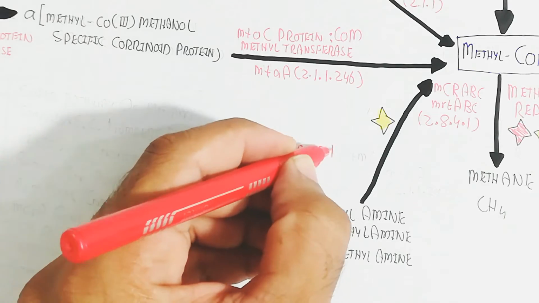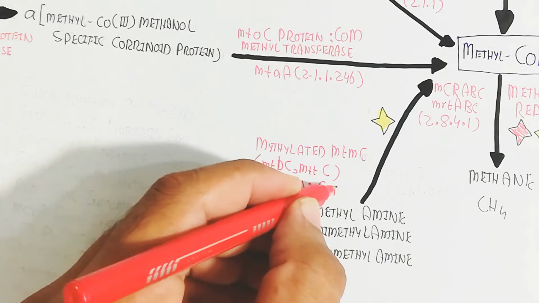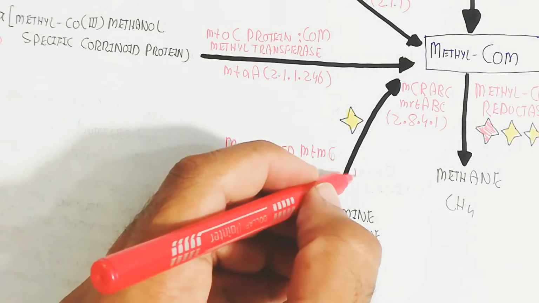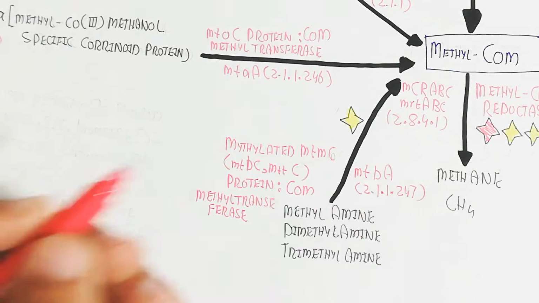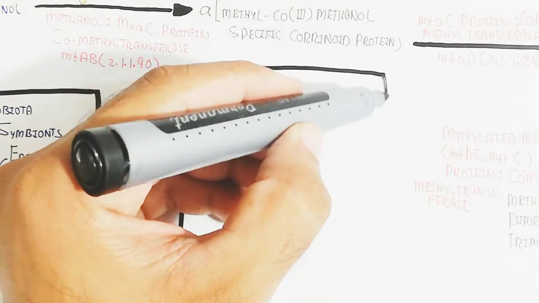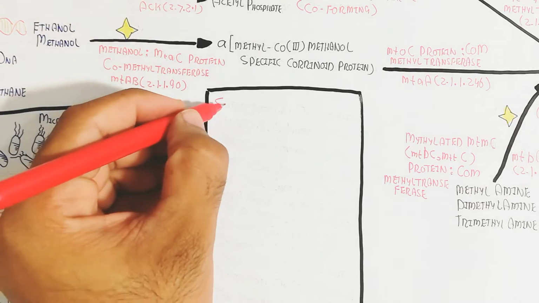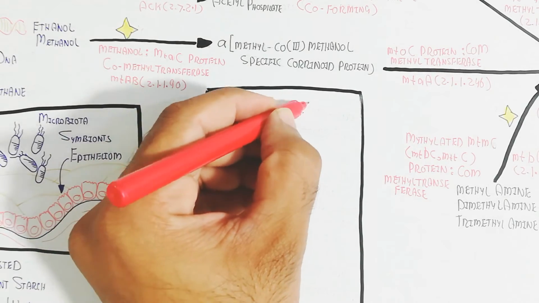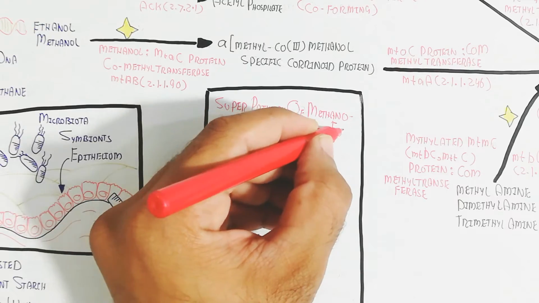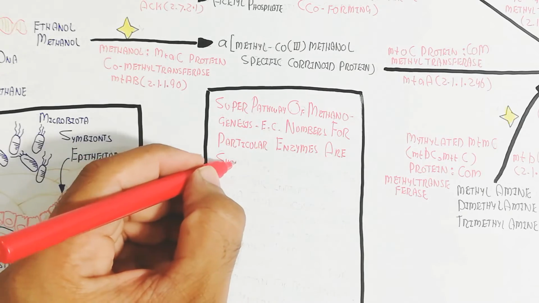On the other hand, methylamine, dimethylamine and trimethylamine will also be used, in the presence of the gene MtbA, leading to the methylated MtmC, MtbC, MttC proteins. The corrinoid protein is converted by the methyltransferase enzyme to again produce the same methyl-CoM. In this way methyl-CoM is the metabolic intermediate. Here you can understand the super pathway of methanogenesis.